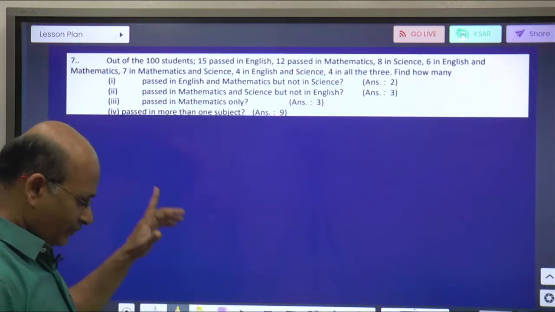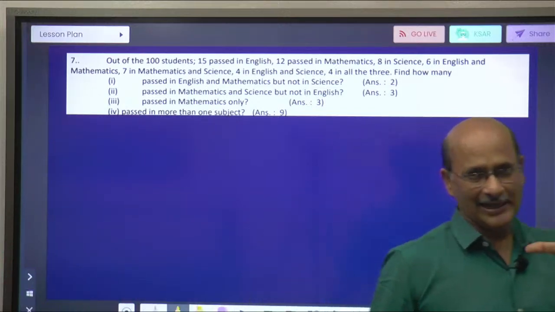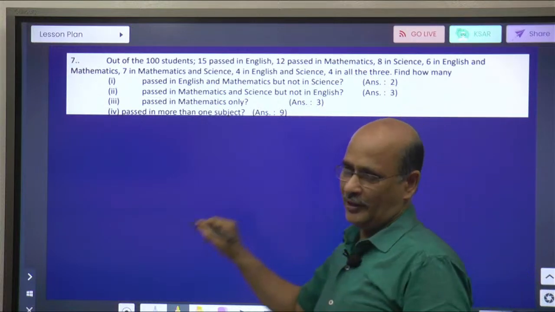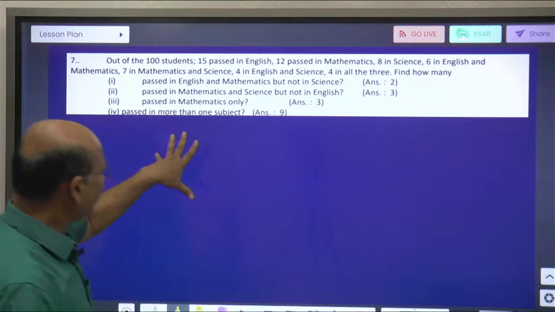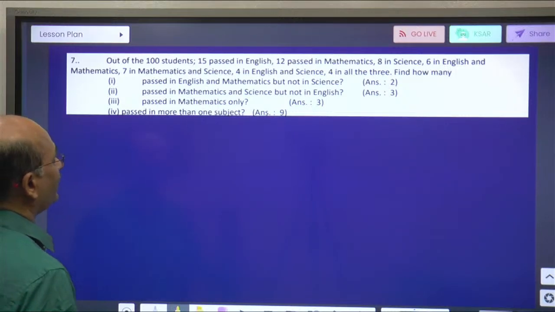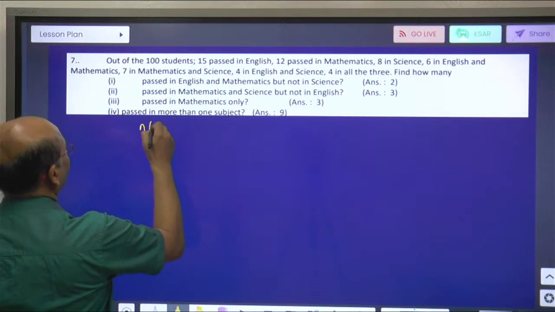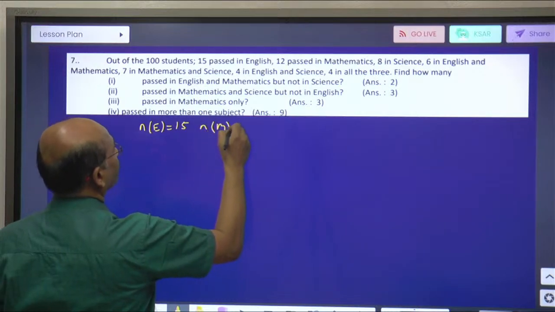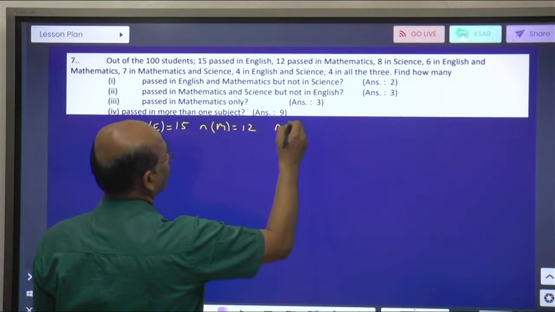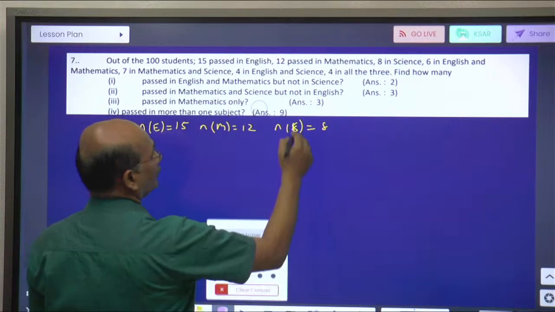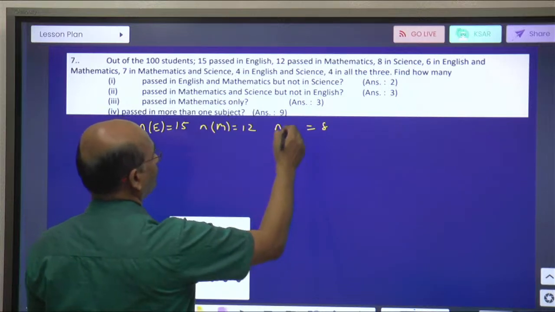Now this sum, yesterday we had done some sums. I was not happy with that working, but definitely it was the correct one which we did. But I'll complete this type of question when there are 3 events, and then you'll come to know. Look at this. Out of 100 students, 15 passed in English, 12 passed in mathematics. So number of students who passed in English is 15. Number of students who passed in mathematics is 12. Number of students who passed in science is 8. N of S is 8. I am reading the question, I am writing the data.